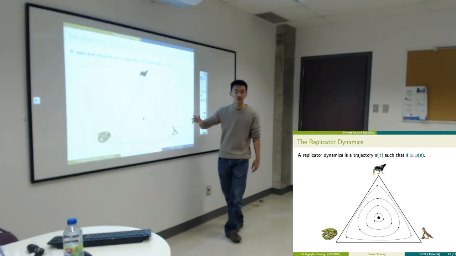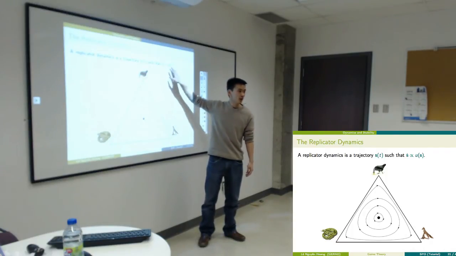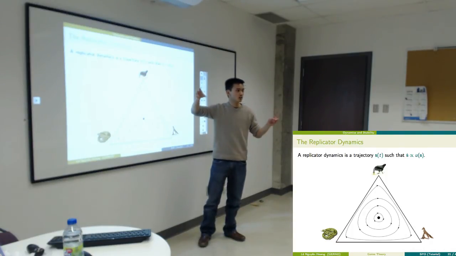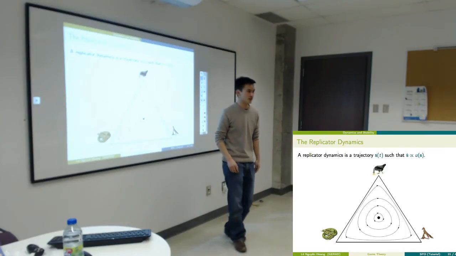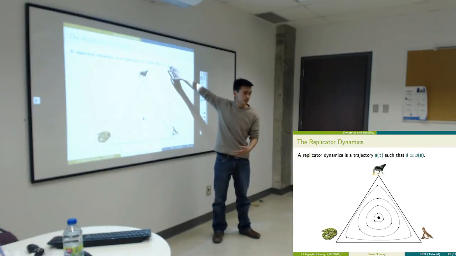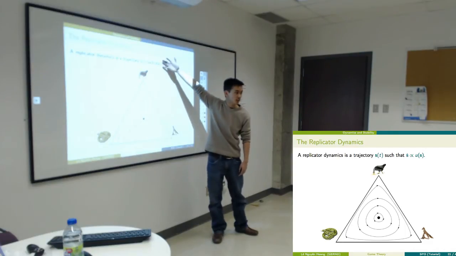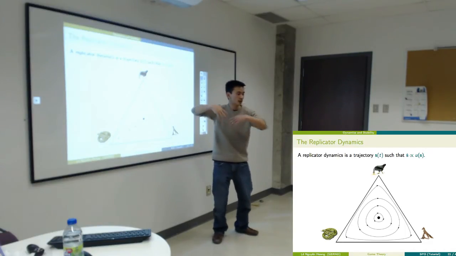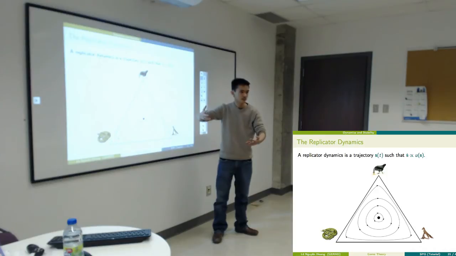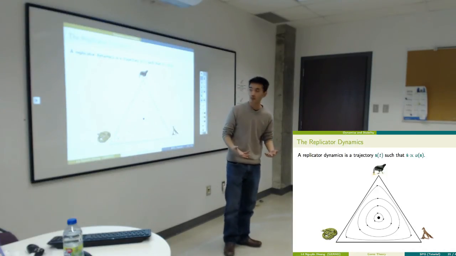Okay. So mathematically, one way of formalizing that is that the utility of a strategy is a sort of fitness. It's what biologists call fitness. And so the greater your utility when you play against the population, the more your strategy will develop. And this gives a dynamics. It's called the replicator dynamics.